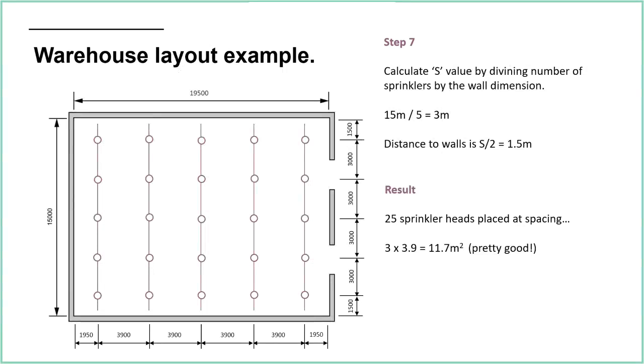So we're going 3 meters in one direction, and 3.9 in the other. 3 times 3.9 is 11.7, which is pretty good. As a sprinkler designer, you'd be very happy with that because you're getting as close to 12 as you can.